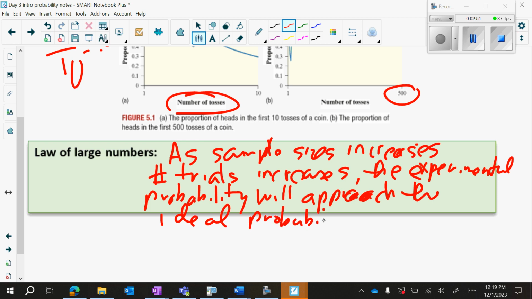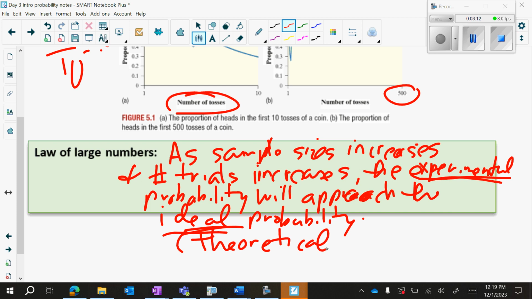So I'm going to read what this says because I know it's a little unintelligible here. As the sample size increases and the number of trials increases, the actual probability, which is called the experimental probability, will get closer and closer to the ideal probability, which is the theoretical probability. So in the case of the coin flip, the more times I flip the coin, the closer the proportion of heads that I record will become to 0.5. Okay, that's the law of large numbers.